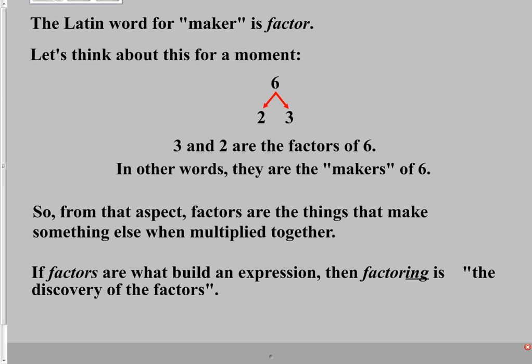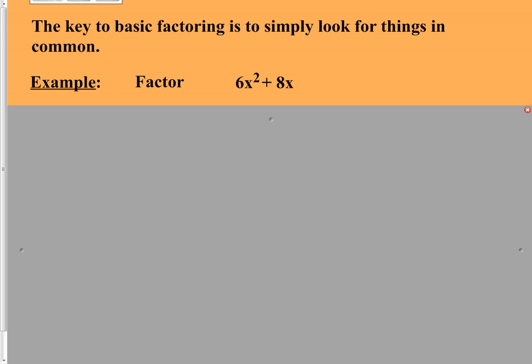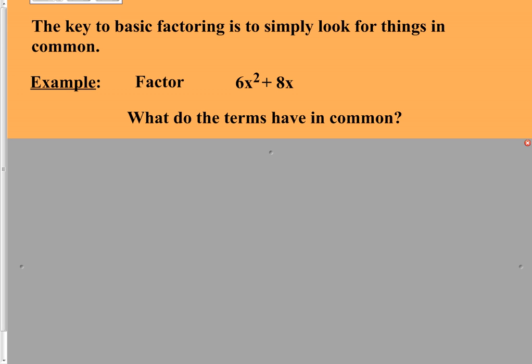Now let's get started on the actual procedure here. The key to basic factoring is simply looking for things that are in common. This is going to be a very easy idea. We will get into more complicated things in the coming days, but this is the first step, looking for things that are in common. Before we start thinking about any crazy math about this binomial or the trinomials that we'll be seeing in the coming days, our first step is simply going to be to ask ourselves, you've got a binomial right there, there's two terms. Do those terms share anything? Do these terms have anything in common?